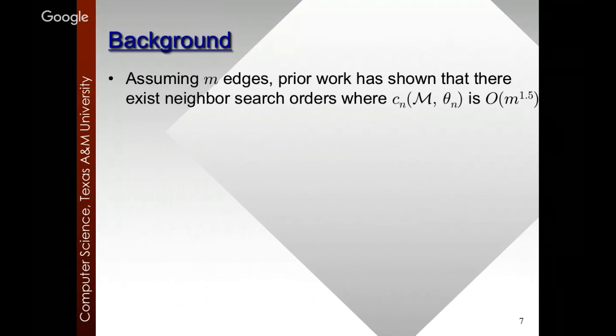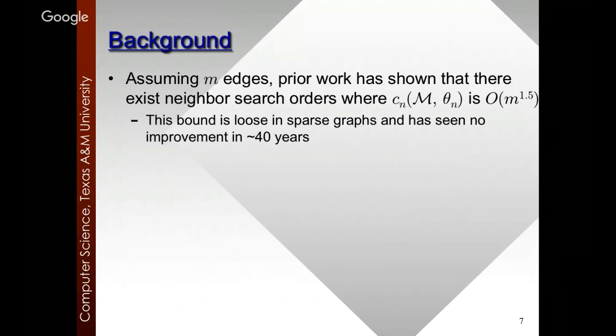So previous studies of the complexity of triangle listing assume the graph has m edges, and until now the complexity is big O of m to the 1.5. That also holds if the complexity is expressed as m times the arboricity of the graph, since the arboricity of the graph is only known to be 1 for planar graphs, but square root of m for other graphs. So that's basically m to the 1.5. And this bound, we say, is quite loose in sparse graphs and hasn't been improved in about 40 years.